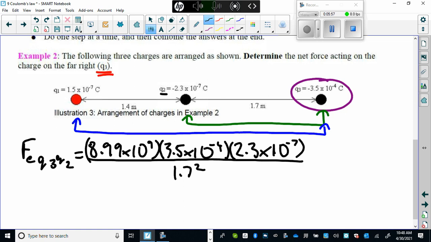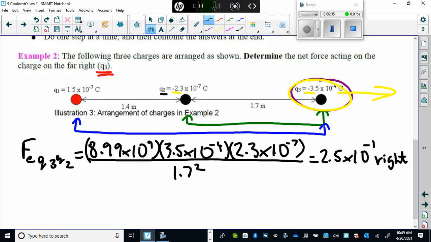And then I am going to determine that the answer between those two is 2.5 times 10 to the negative 1. Now, what direction is that? What direction is that? So what we do, we ask ourselves, we're talking about Q3. So this Q3 will get pushed which way by Q2? They're both negative, so it's going to get pushed this way. So I'm going to put to the right.